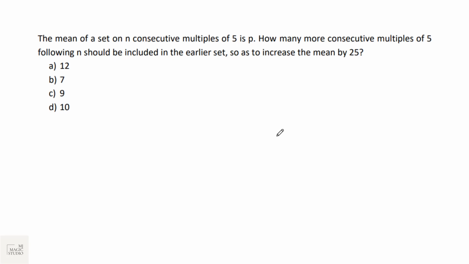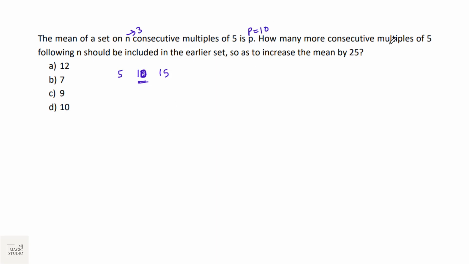One more on averages. The mean of a set of n consecutive multiples of 5 is p. We are discussing from last few questions that whenever AP series is given, that means consecutive multiples or natural numbers, mean is nothing but the number which is sitting in the middle of the series. Let me take 3 consecutive multiples: 5, 10 and 15. So in this case, our p is equal to 10.